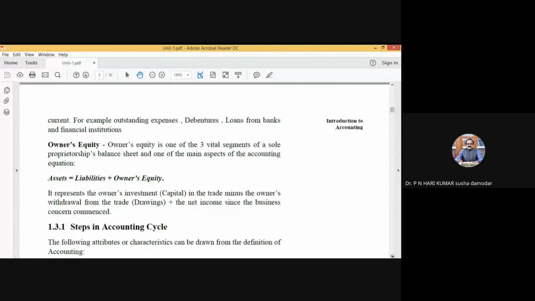At the same time, I generated some cash as a salary. This is my owner's equity. So asset means what? Liability plus owner's equity. That is a very, very important accounting equation. Asset is equal to liability plus owner's equity. That is very important.